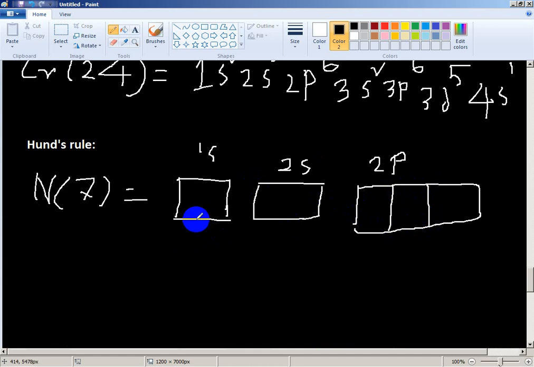At first electrons will occupy singly with single spin, then pair. Single spin, then pair. This is the 4 electrons. Then single spin, single spin, single spin. The total is 7 electrons. Okay, this one is correct if you write this way.